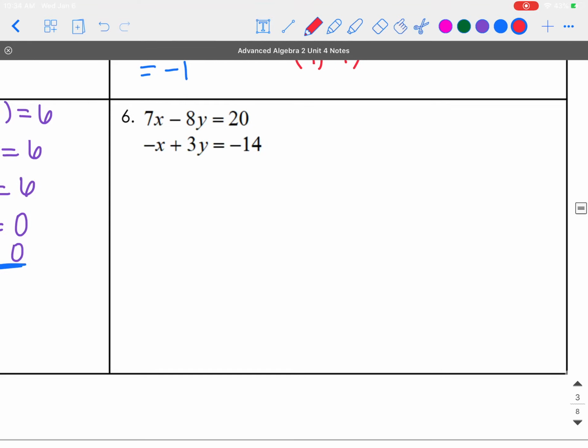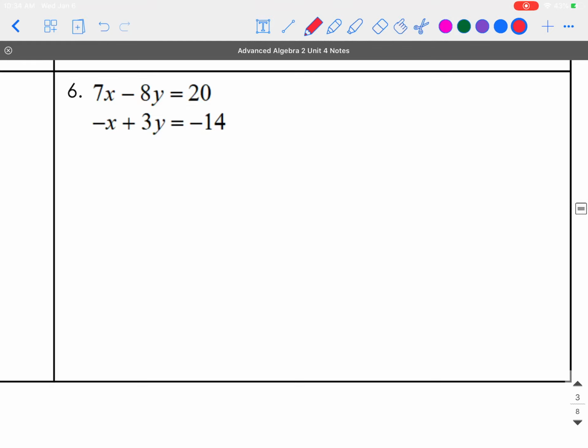All right, number 6, the last one. So on this one, I'm going to look, and if I look at the first equation, and if I want to get either x or y by itself, keep in mind that we're going to end up dividing by 7 or dividing by 8. And either way I do that, I'm going to end up with fractions or decimals. So I don't want to pick that one. The bottom one, if I work with the bottom one, it will be easy to get the x by itself.